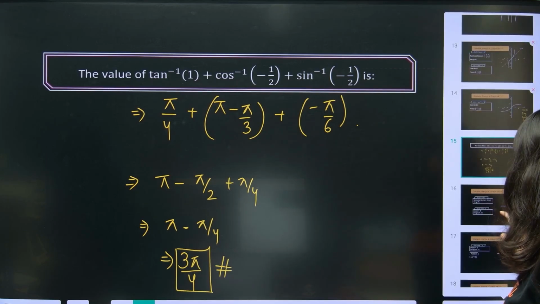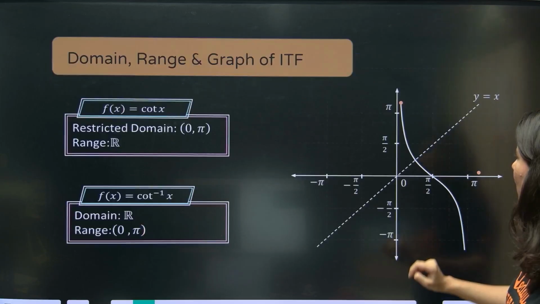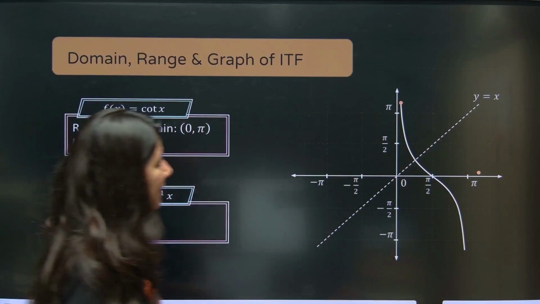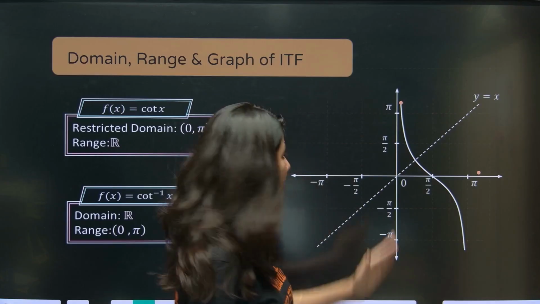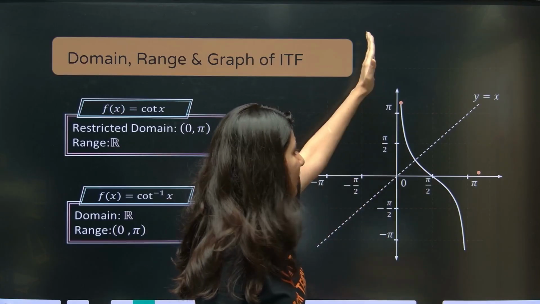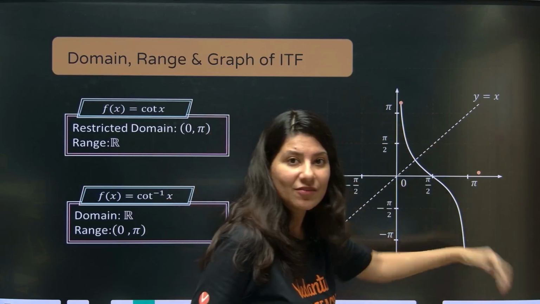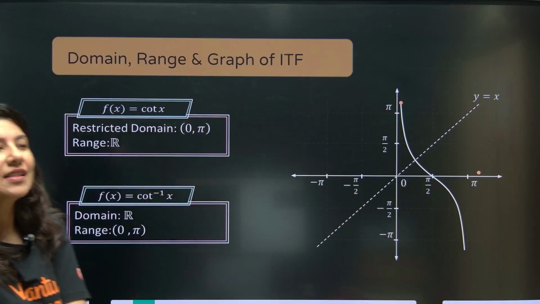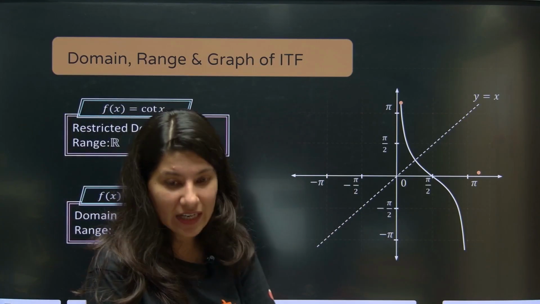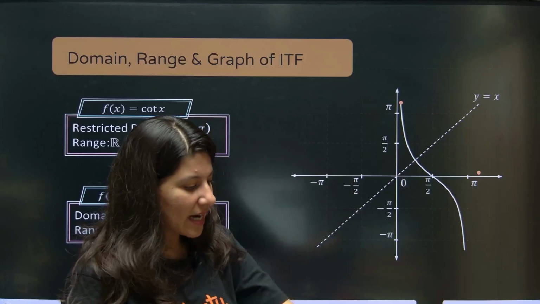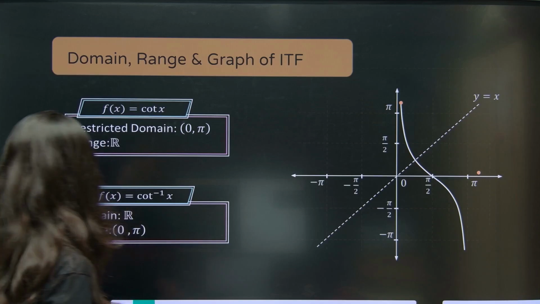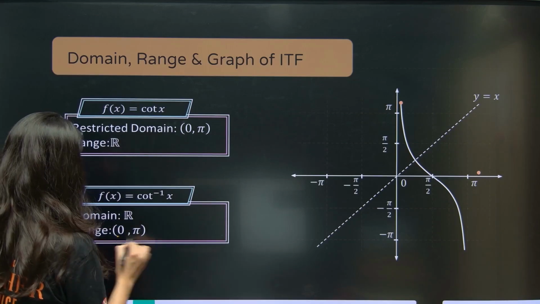Cot inverse x, ready? So now the cot inverse x graph. First of all, the cot x graph. The cot x graph looks like this. At 0, cot 0 is infinity, cot pi is minus infinity. Here we are considering the first and second quadrant, just like cos. We are considering the first and second quadrant for cos and cot.